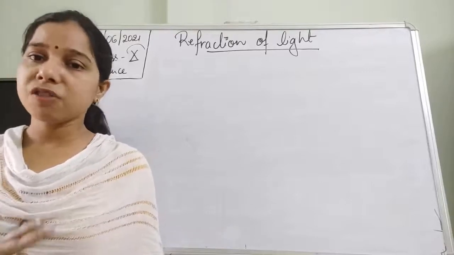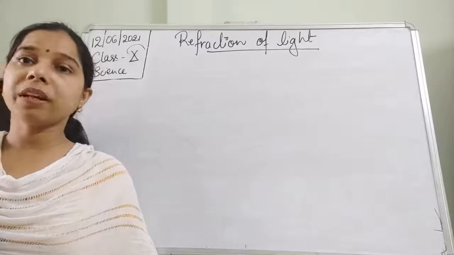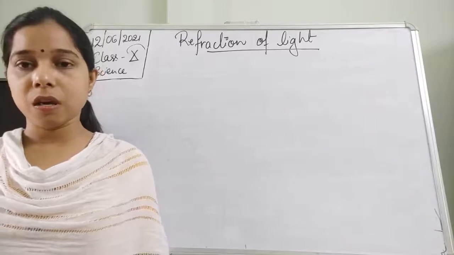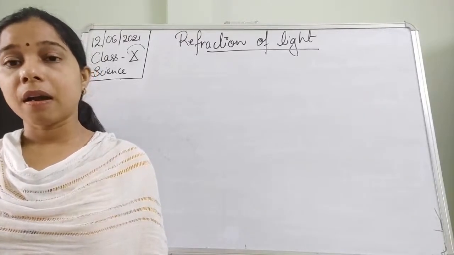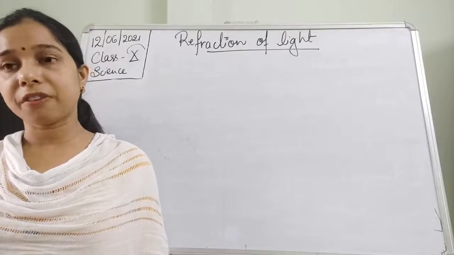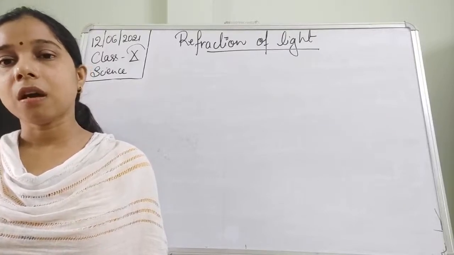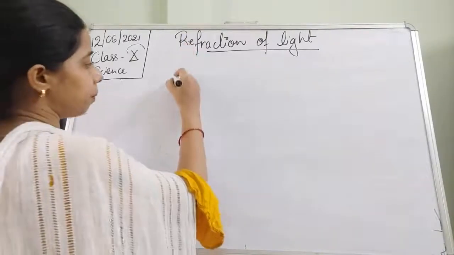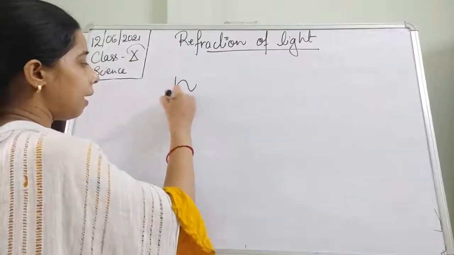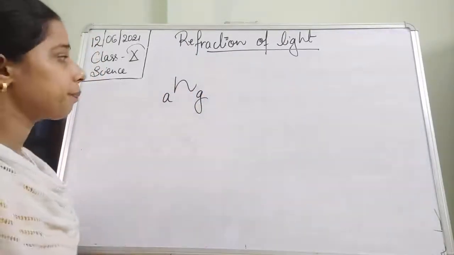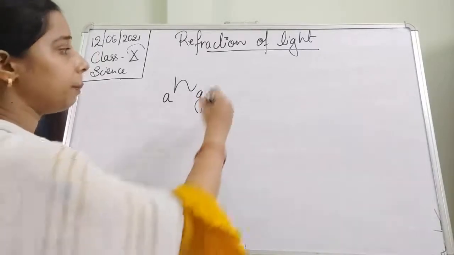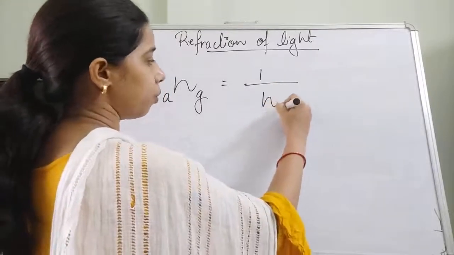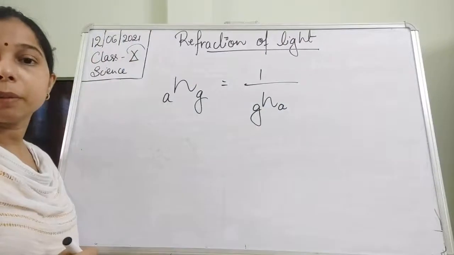So suppose a light ray is moving from air to glass, then the refractive index from glass to air will be equal to the reciprocal of the refractive index from air to glass. It means the refractive index of air with respect to glass will be equal to the reciprocal of the refractive index of glass with respect to air. It will be just the opposite of that.